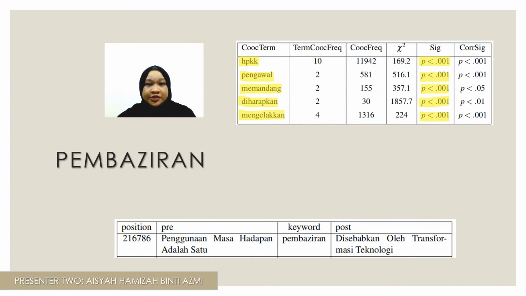The words HPKK, pengawal, memandang, diharapkan, and mengelakkan are found to be highly significant with term pembaziran since they have p-values less than 0.001. The word HPKK is an abbreviation for Hospital Pakar Kanak-Kanak.